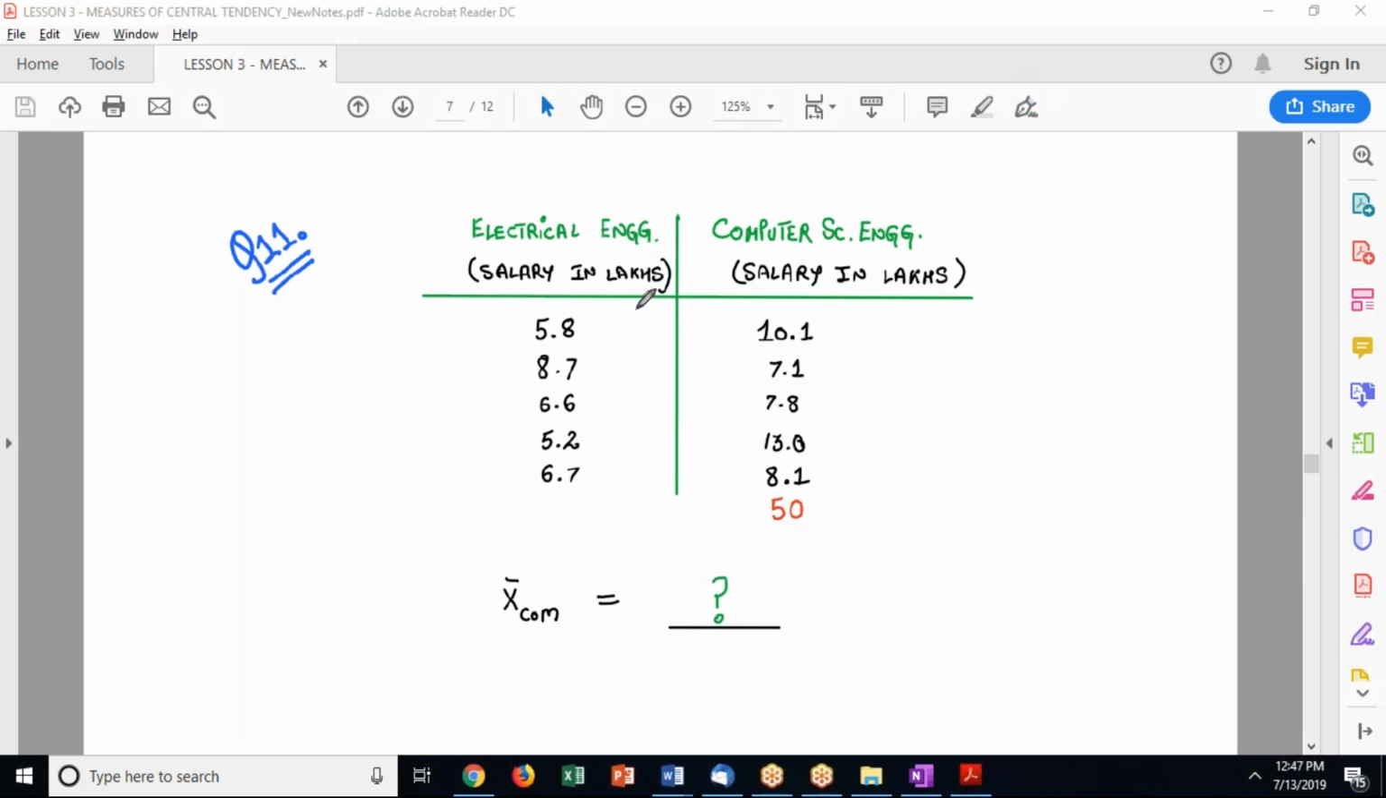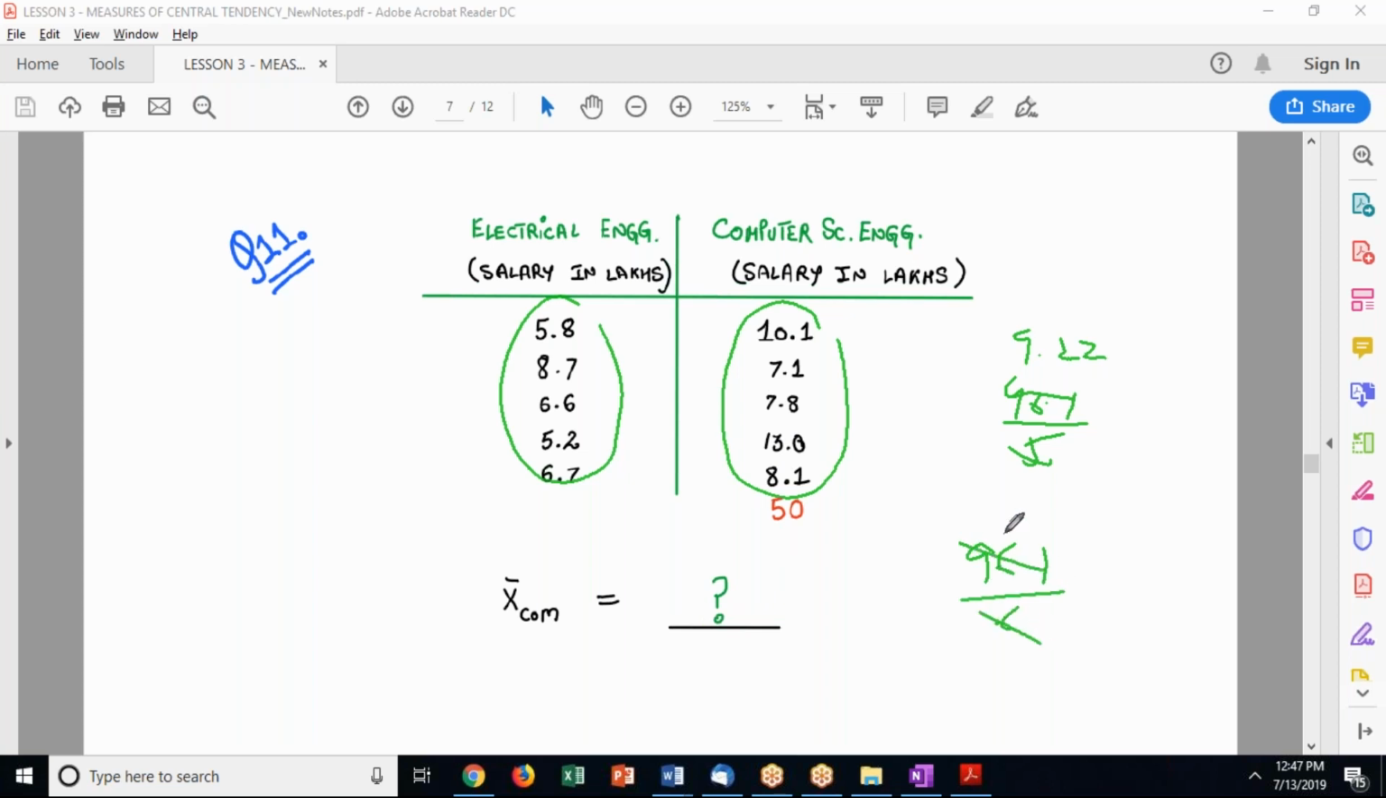Quickly, you can take the average for this. Average for this will be how much? 10, 17, 24, or let's take it as 20, 30, 37, 45, and then 46.1, divide by 5, 9.22. Is that the case? Average of this is 9.22. Yes. And then you add 50, 96.1 divided by 6, 16.0, and then 1.